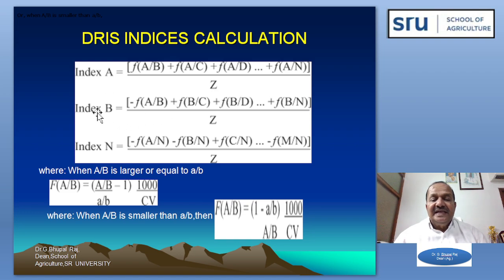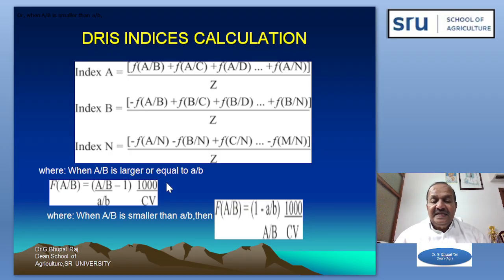So like that, the B index we have to calculate for the B. So for example, this is the A by B function value there. If this is the numerator and this is the denominator, for example, this B is the denominator, then we have to show the minus value. So like that, the minus and positive values have to be assigned depending upon the index value calculations.